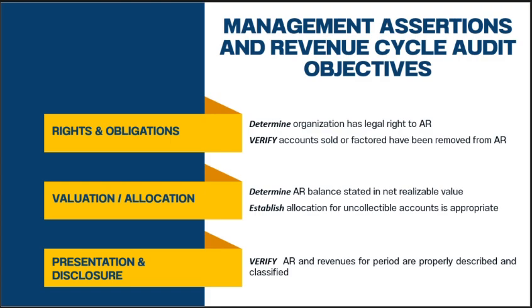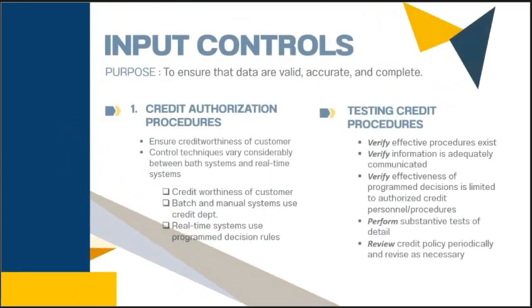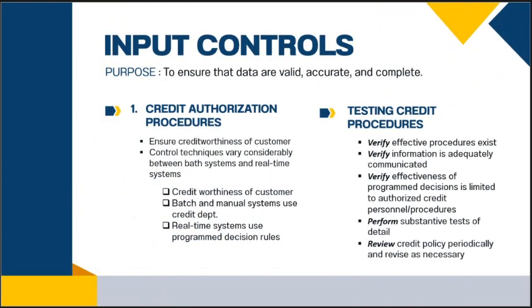So, now, let's discuss the computer application controls. As we learned previously, computer application controls are categorized into three types. We have input controls, process controls, and output controls. First we have the input controls. So sa input controls po na related sa revenue cycle is number one, credit authorization procedures. So it ensures credit worthiness of customers.